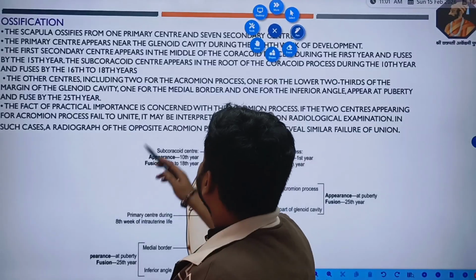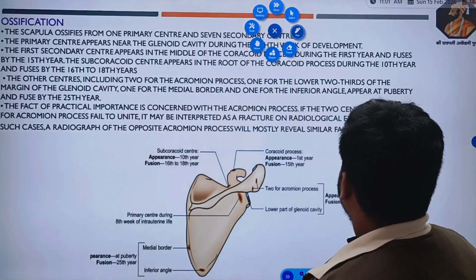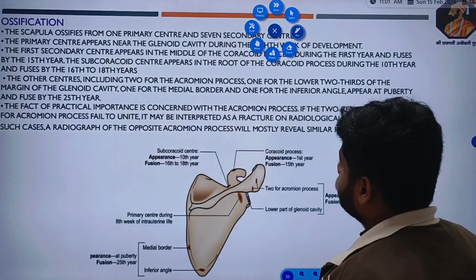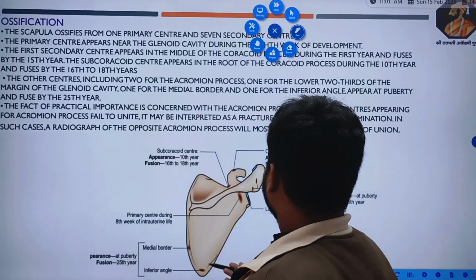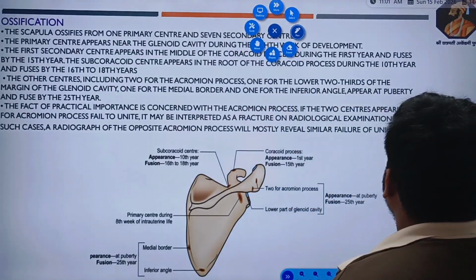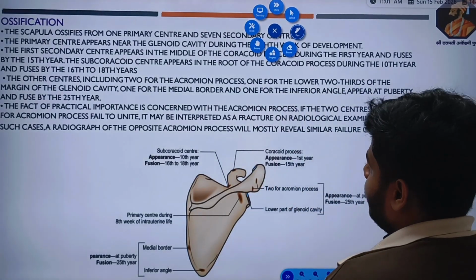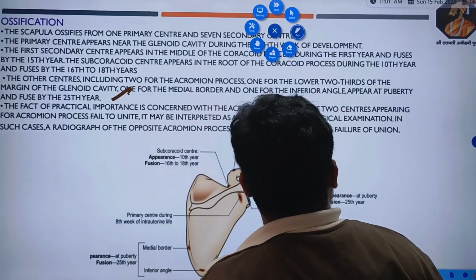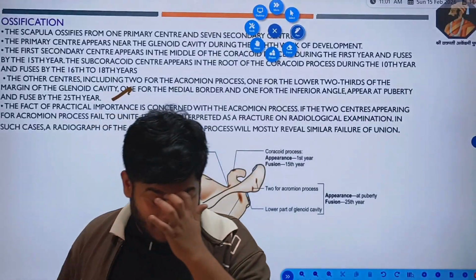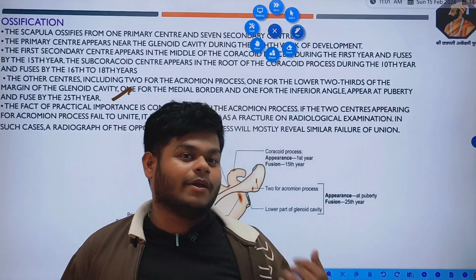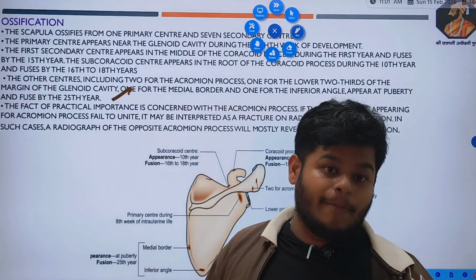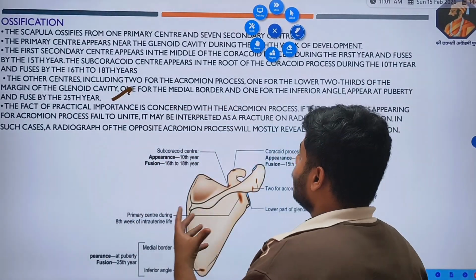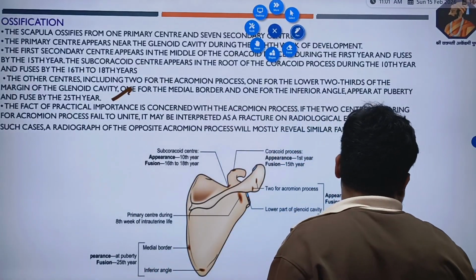The other centers, including 2 for the acromion process, 1 for the lower two thirds of the margin of the glenoid cavity, 1 for the medial border and 1 for the inferior angle, appear at puberty and fuse by the 25th year. This is all about the ossification process. You have to remember all these processes to become a better physician or a better surgeon, so you can know how and when that bone ossifies.